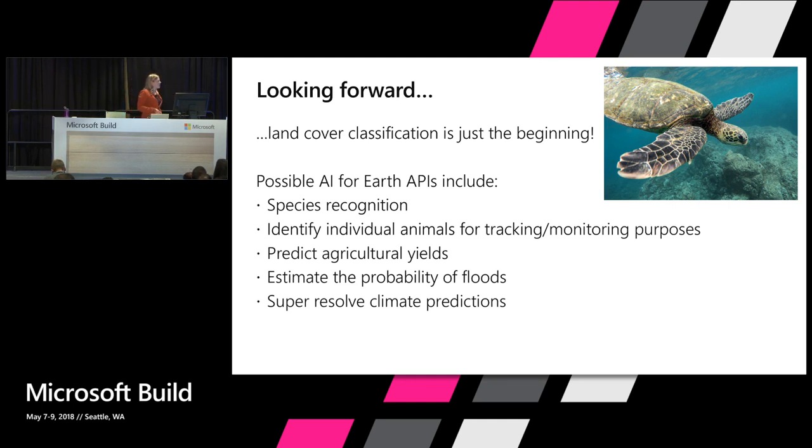So you can think about things like species recognition, being able to recognize various animals within a shot, identifying individual animals. So not just this is a specific animal, but this is animal 5217, if you're tracking animals and monitoring their movement on a conservancy or something. Being able to predict agricultural yields, estimate floods, do climate simulations. All of these things are possible. So we have a lot of really exciting, really fun work to do.